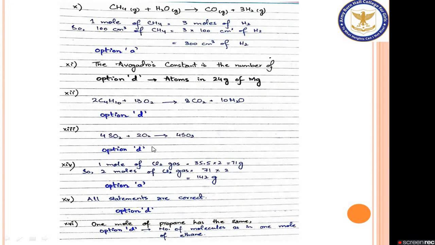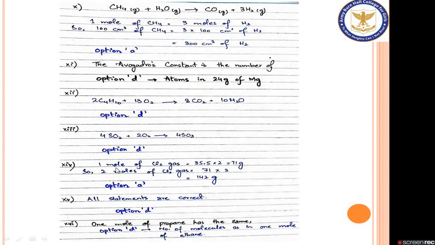The 14th one: the relative atomic mass of chlorine is 35.5. What is the mass of 2 moles of chlorine gas? 1 mole of chlorine gas is equal to 35.5 into 2, which is 71 grams. This 35.5 is the atomic mass of chlorine, and chlorine gas is in molecular form. So 35.5 multiplied by 2 is equal to 71 grams.